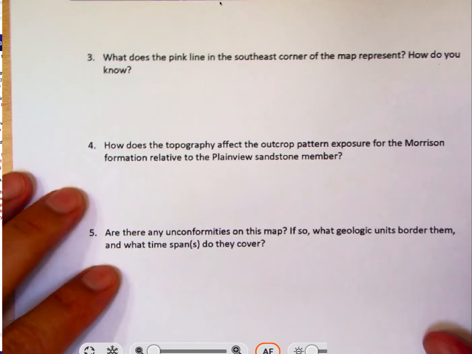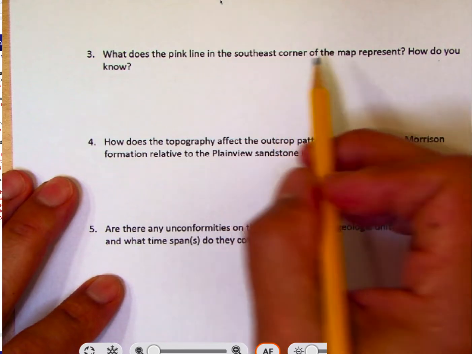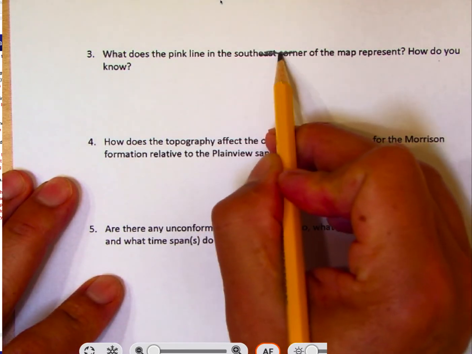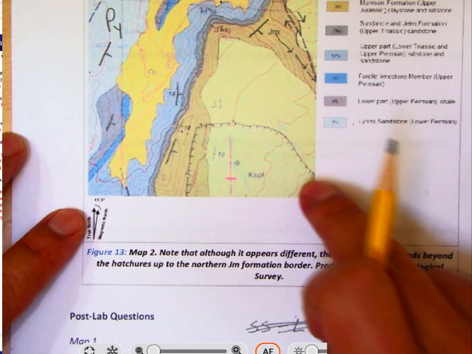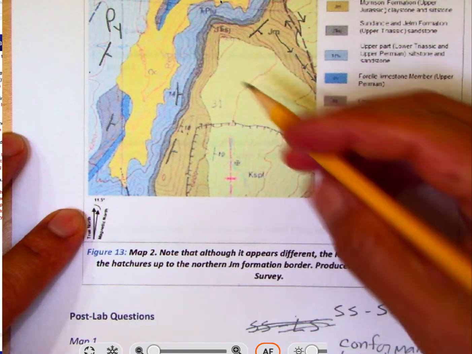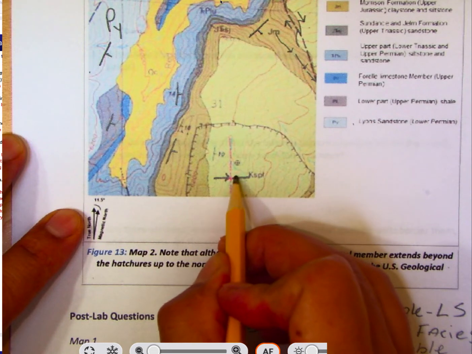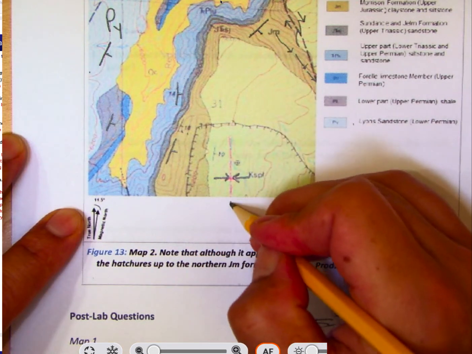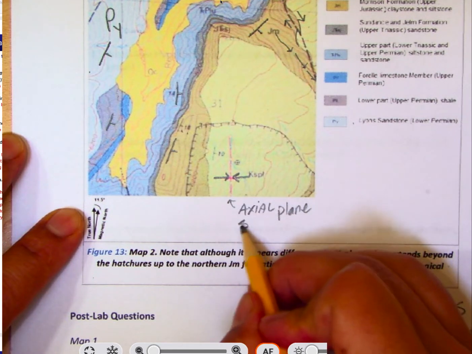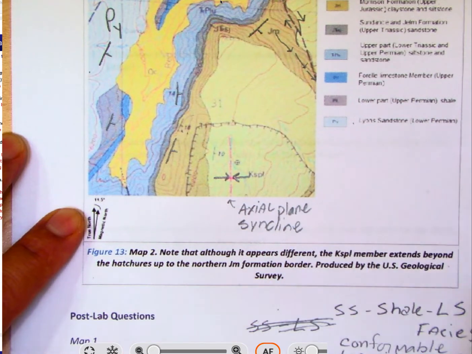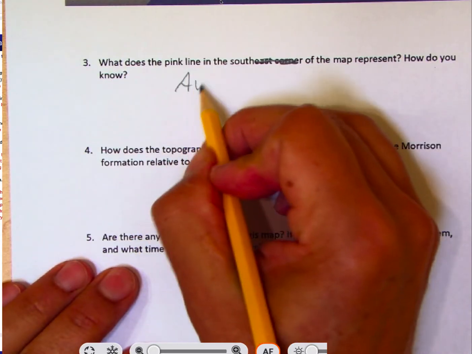Then the next question is, what does the pink line in the northeastern corner, in fact, it's really more the south of the map, represent? And so there's a problem here. It's not really the southeastern. It's more this right here, this pink line. And I can see, and I'll make these arrows bigger, this represents two arrows pointing at an axial plane. So this line is an axial plane. Since it's two arrows, it's going to be a syncline. So we have some sort of fold there, a syncline. So let's put that over here.